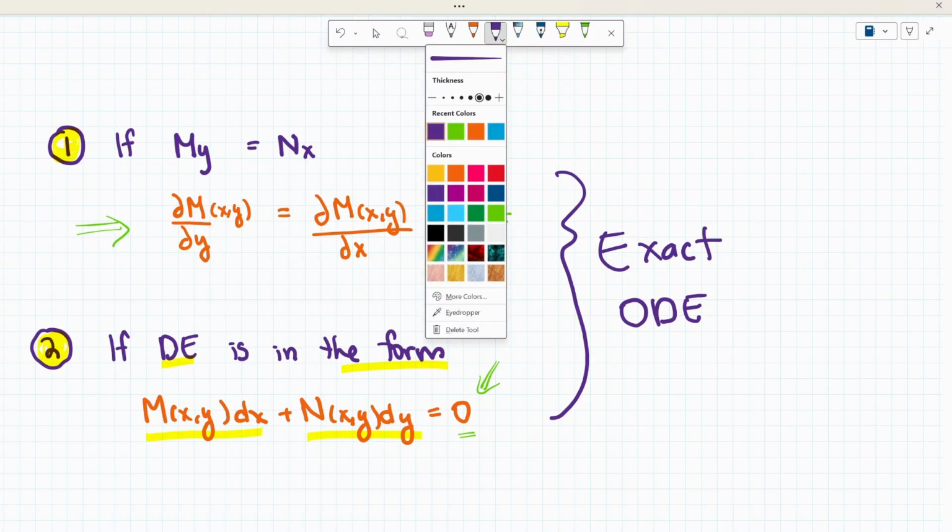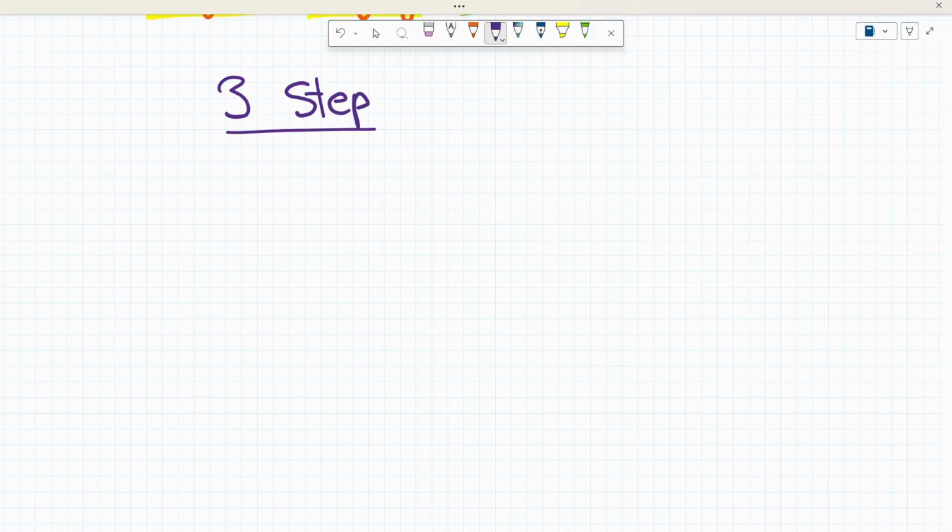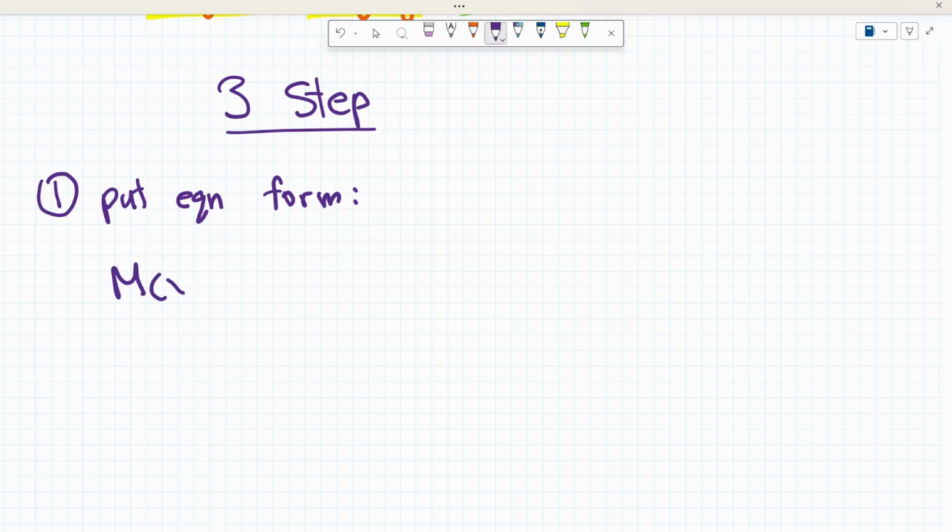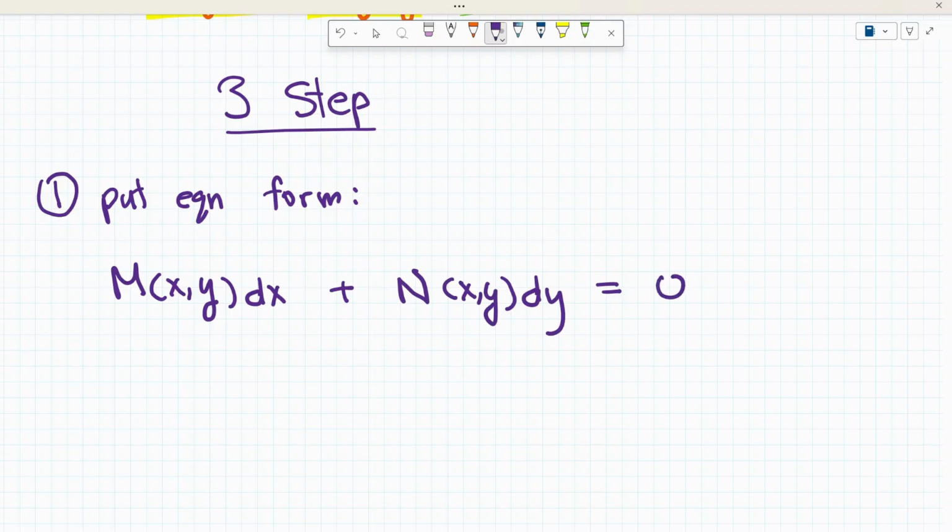So now we're going to move on to a 3-step process that you can do in order to actually solve these exact differential equations. So step 1 is we want to put our equation in the form that we saw above. So in particular, we want our form to be, like we saw before, M of x, y dx plus N of x, y dy equals 0.